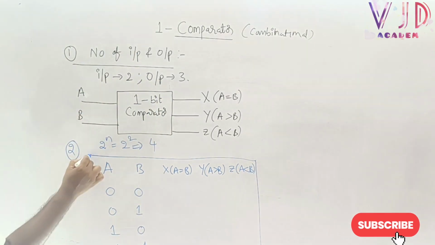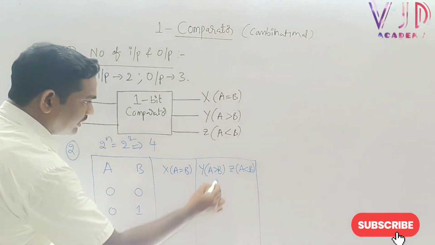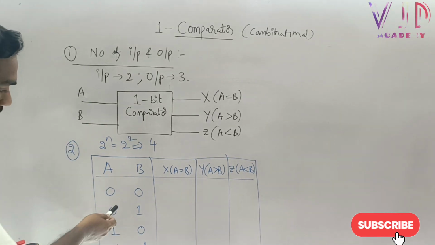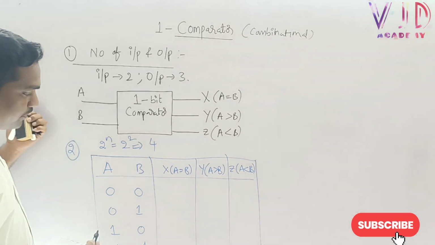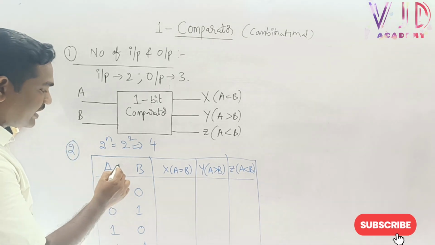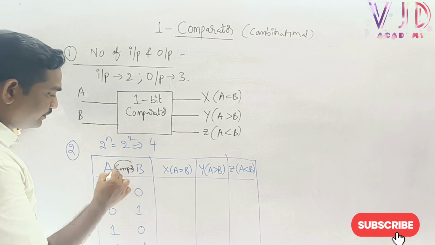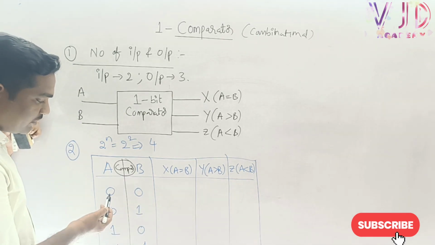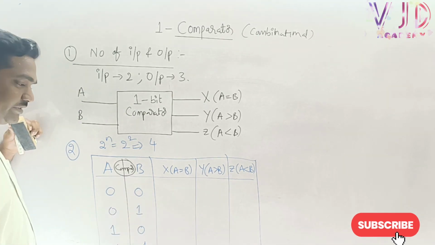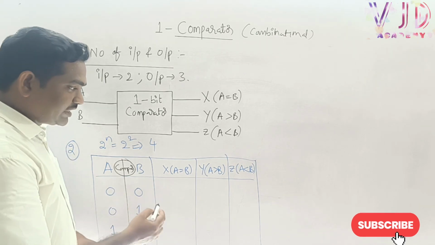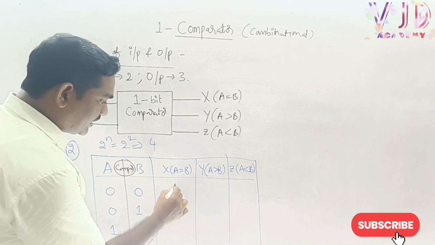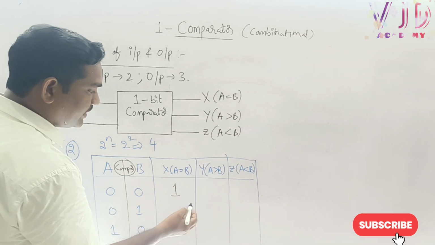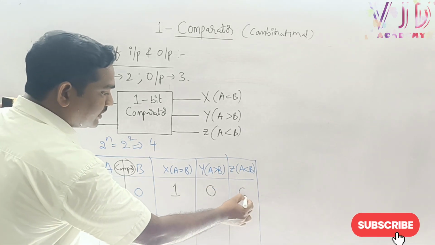Now let us try to understand how to get these 3 outputs by using the 2 inputs A and B. These are the defined inputs. We need to compare A with B. For A0, B0, both inputs are the same, which means A equal to B, so we put 1 here. This is the case A greater than B, which is not satisfied, so 0. A less than B, not satisfied, 0.